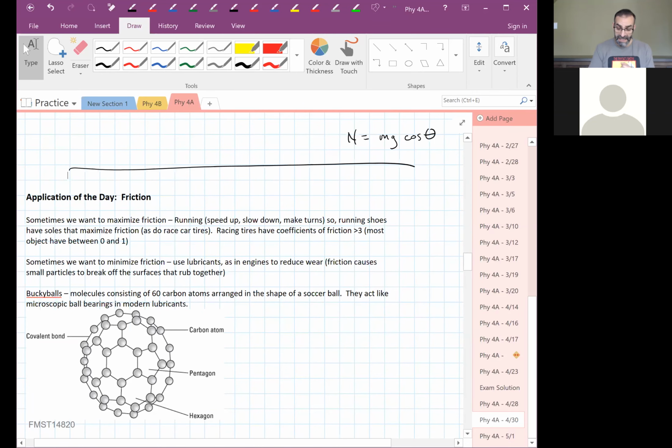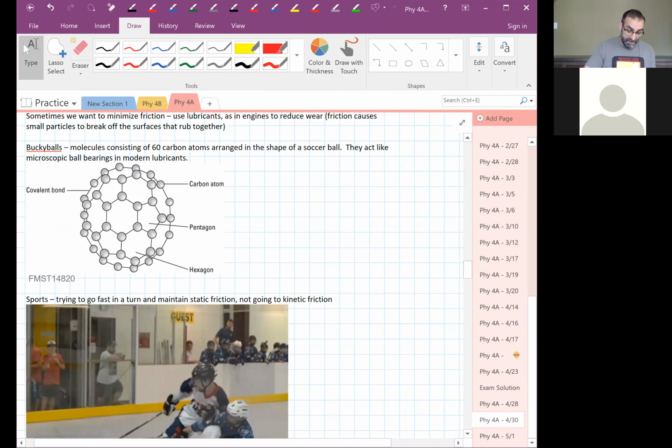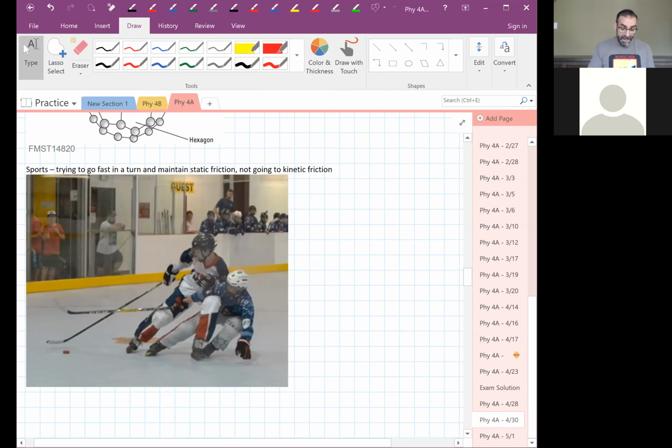Maybe you've seen those in chemistry class. And then in sports, right, trying to go fast, trying to turn, things like that. My kids played roller hockey. Here's a picture of one of my sons fighting off a player from Great Britain in a roller hockey match.